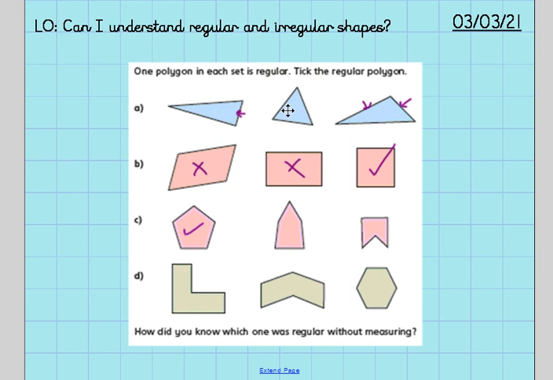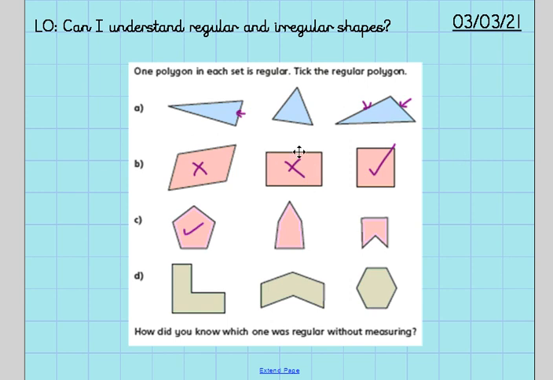We looked at each of these. They could all be described as triangles, but one of them is regular and two are irregular. And then we looked at these ones. We said that they've got 4 sides. They could all be called quadrilaterals, but actually only one of these is regular.